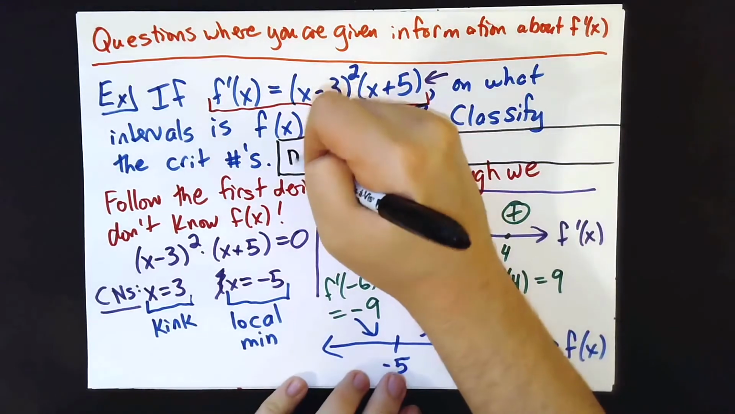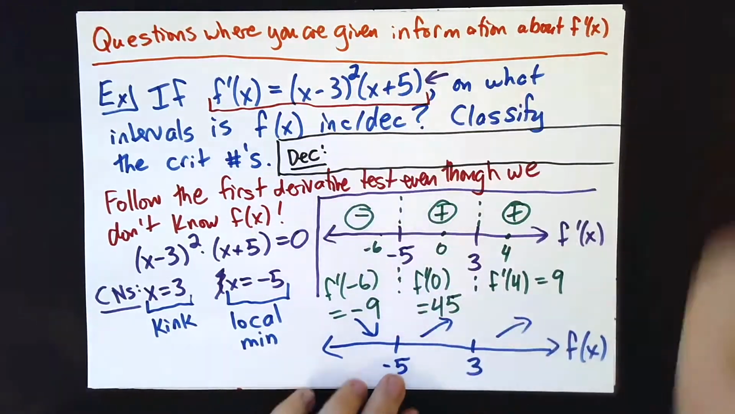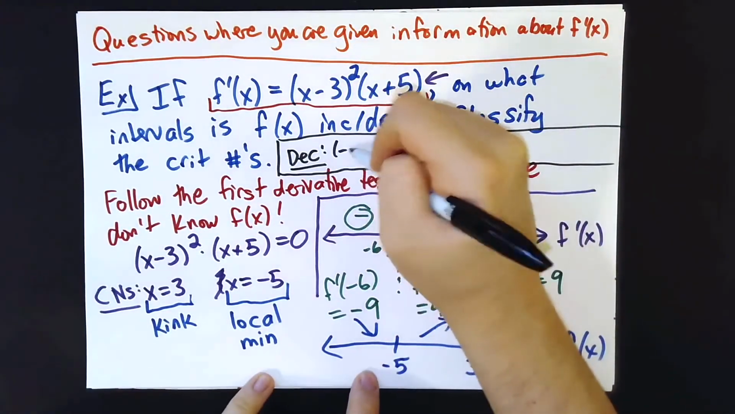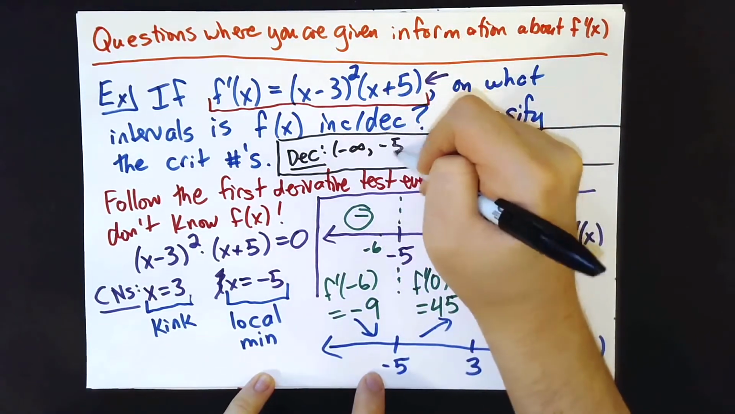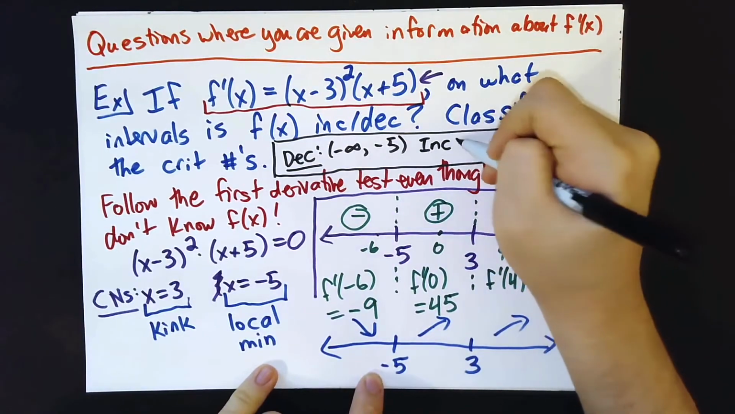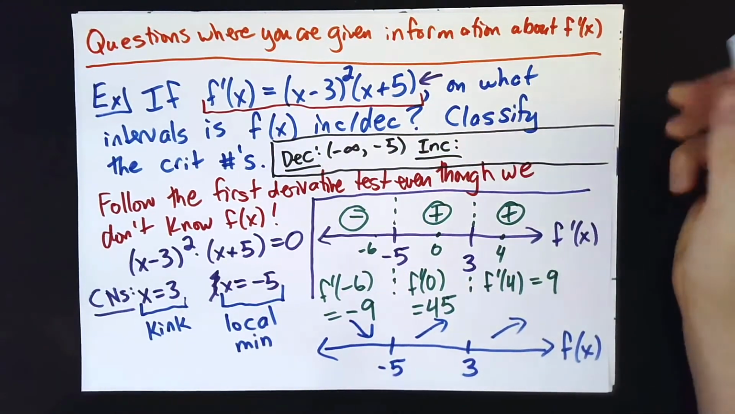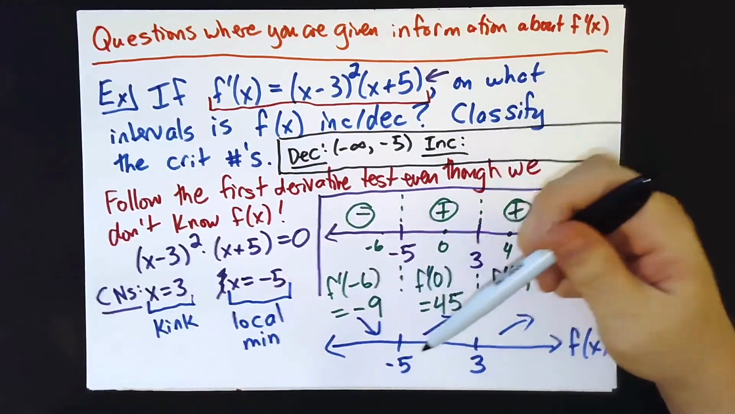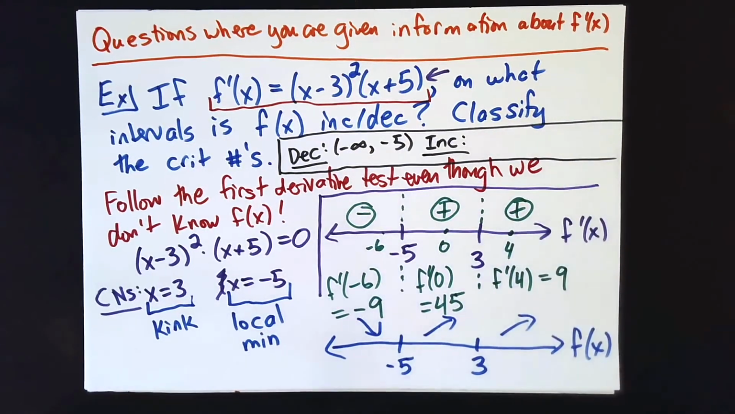The decreasing piece is from minus infinity over to minus 5. Now, I could write two things for the increasing piece. I could write minus 5 to 3 and 3 to infinity.